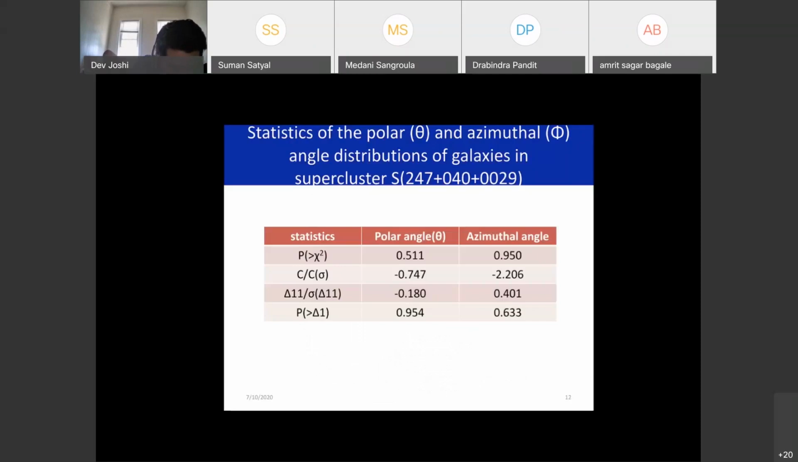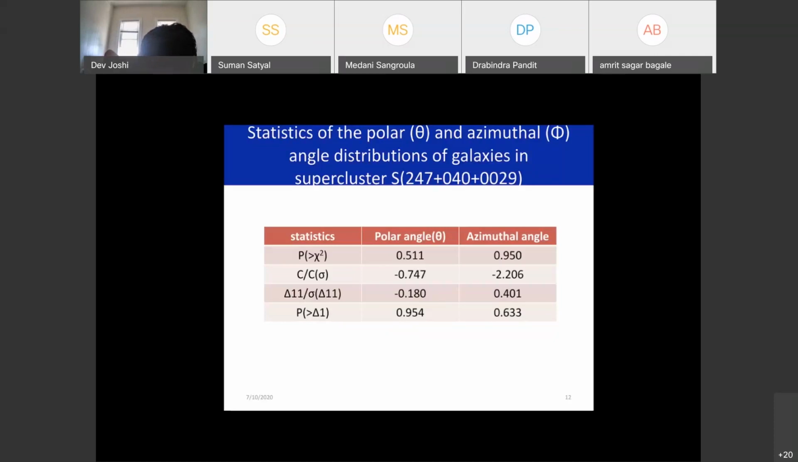For polar angle, the value of chi-square probability is 0.511. Autocorrelation coefficient is minus 0.747. First order Fourier coefficient is minus 0.180. First order Fourier probability is 0.954. Here all statistics show the isotropic distribution of spin vectors in the supercluster, supporting the hierarchy model.